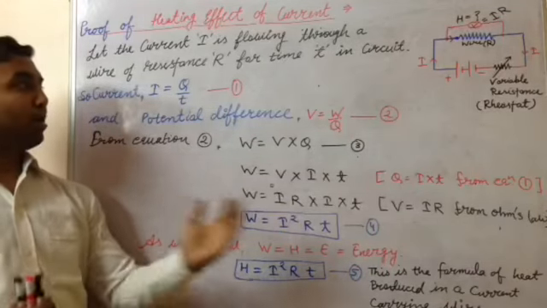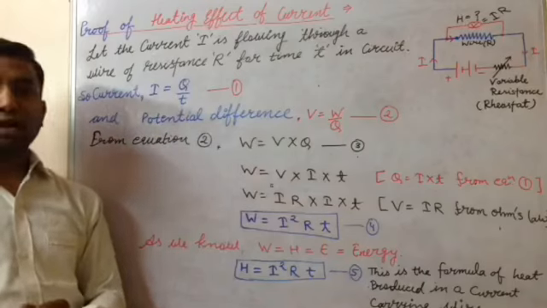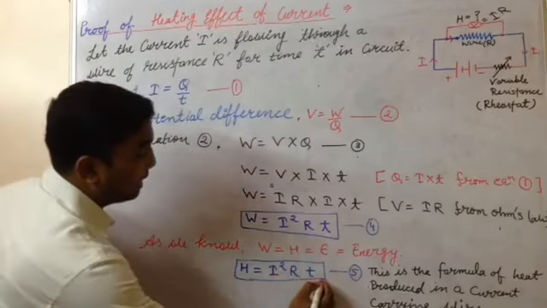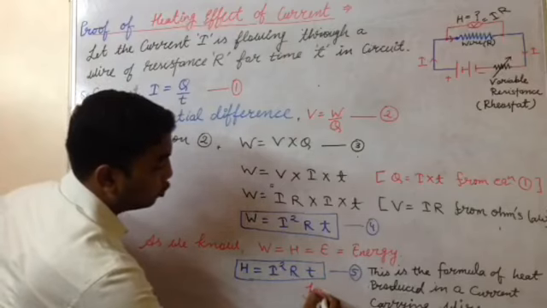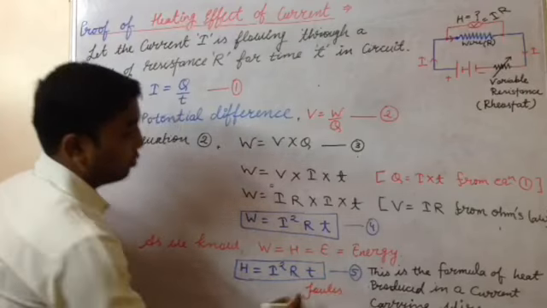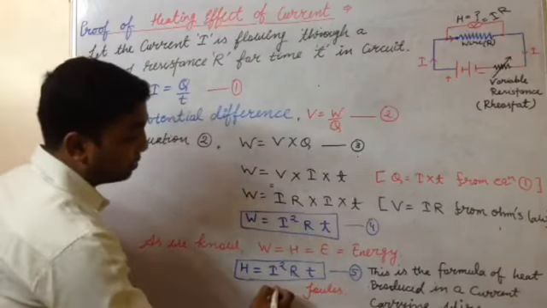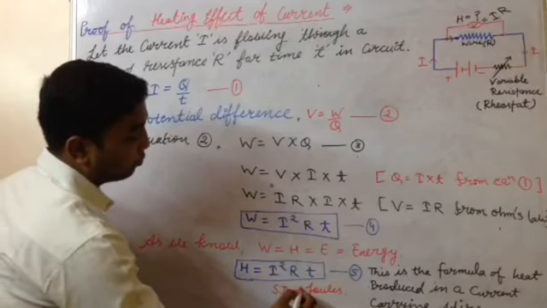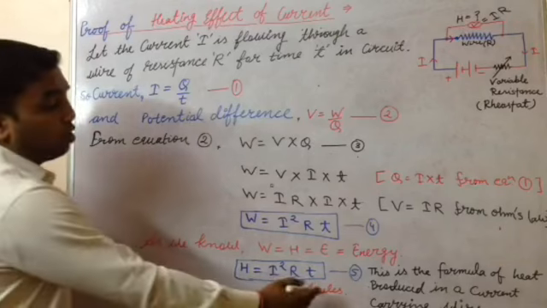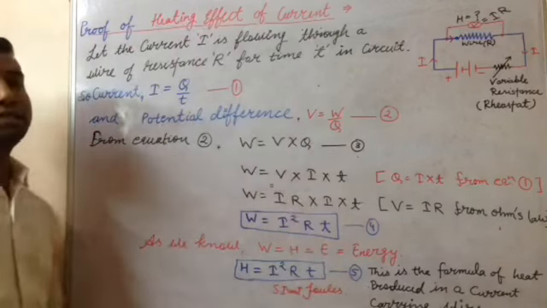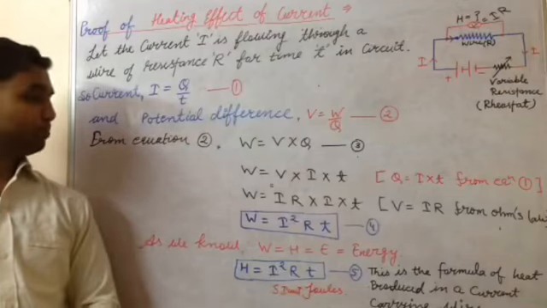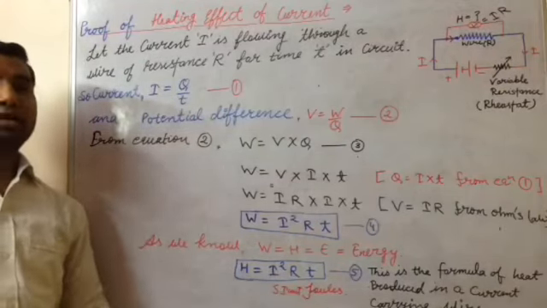Now we'll solve the numericals based on the heating effect of current. And you should know one more thing. What is the unit of this heat? Joules. The SI unit of heat is joule. So this joule also we should know. That's why this effect is known as the Joule's heating effect of current. So this is over here. Now let's see the numericals.